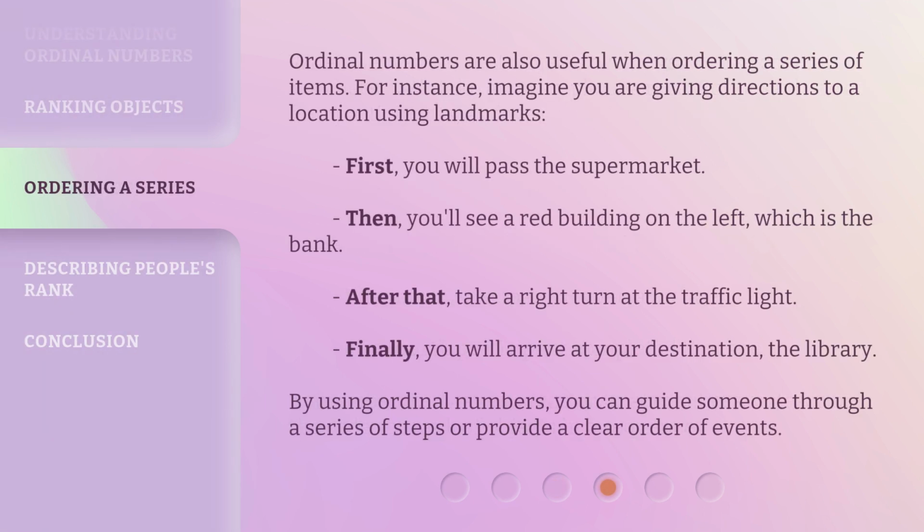Ordinal numbers are also useful when ordering a series of items. For instance, imagine you are giving directions to a location using landmarks. First, you will pass the supermarket. Then, you'll see a red building on the left, which is the bank. After that, take a right turn at the traffic light. Finally, you will arrive at your destination, the library. By using ordinal numbers, you can guide someone through a series of steps or provide a clear order of events.